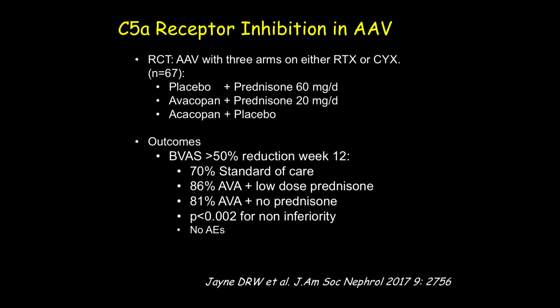81% with no prednisone. So one of the interesting things, and maybe we'll return to this in my second talk, is corticosteroids have been such a necessary poison in our life. Maybe this is not going to be true going forward. The p-value for non-inferiority, remember they were going for non-inferiority here because superiority would require enormous numbers, was really quite striking. And there were no significant adverse events.